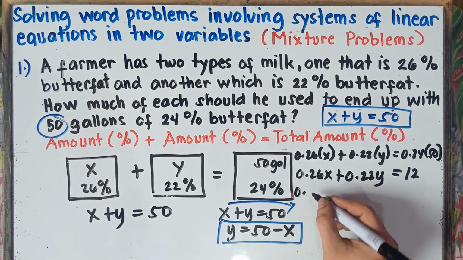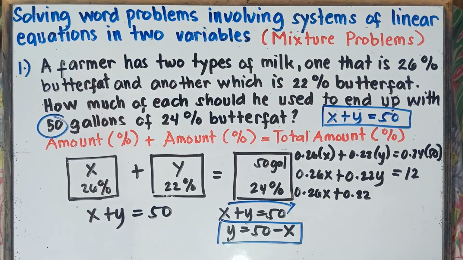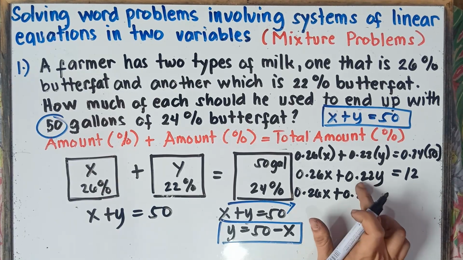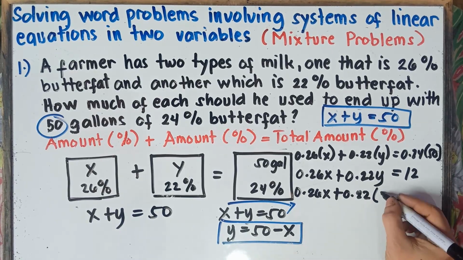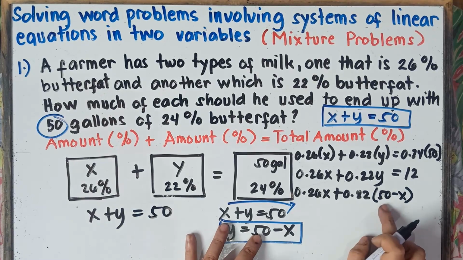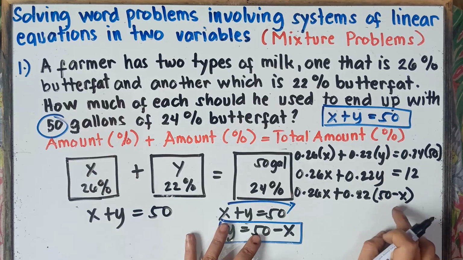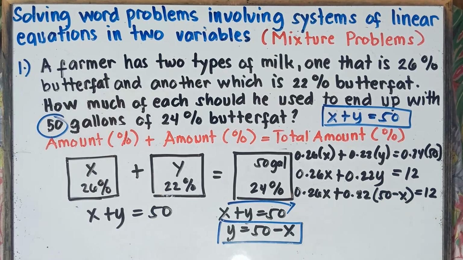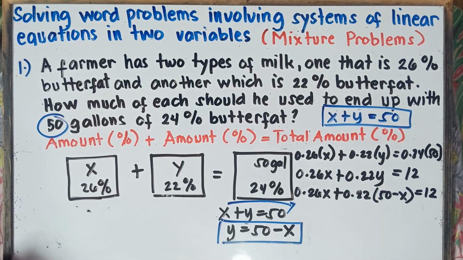So copy 0.26x, copy plus 0.22y. If you have 0.22y, the number is close to the variable. It means multiplication. The value of y, that would be 50 minus x. Once again, let's simply substitute the value of y. Y is equal to 50 minus x. Okay, simply substitute the value of y, that will be 50 minus x equals 12.